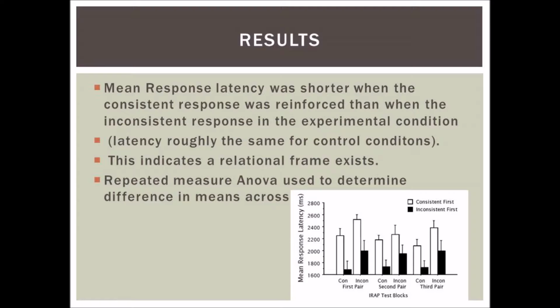The results of the study found that the mean response latency was shorter when the consistent response was reinforced than the inconsistent response. The control group did not have a significant difference in the means of response latency across the 4 conditions of the 2 groups. A 2x3x2 repeated measures ANOVA was used with the IRAP conditions and the first through third paired blocks. The ANOVA run on the control group found no significant difference on the main effects or interactions. The experimental group showed an IRAP effect, but that did not show in the control group.